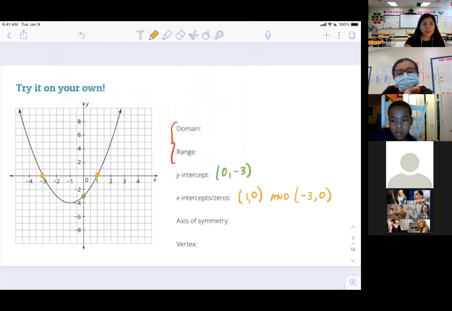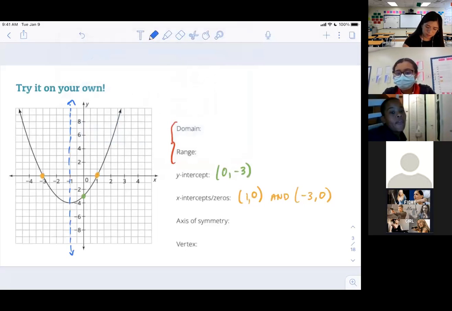All right. Jalen, what is the axis of symmetry? Oh, Jalen can't hear. I'll put it in the chat. Oh, he can. Okay. Good. -1. And remember, when you write it, it's not just -1, but we're going to write x equals -1. Nice job, Jalen. And finally, the vertex. Samaj, where is the vertex?